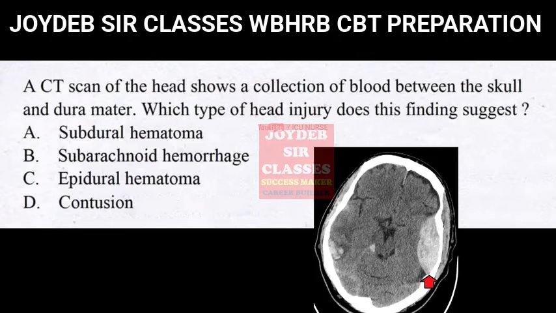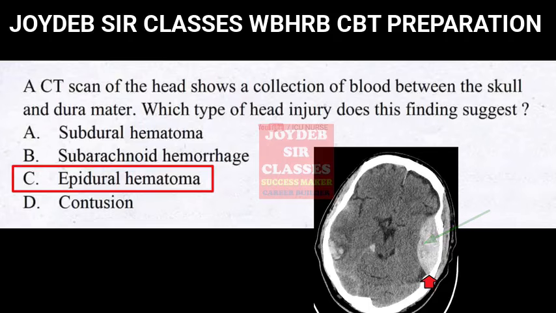A CT scan of the head shows a collection of blood between the skull and dura mater. Which type of head injury does this finding suggest? A. Subdural hematoma, B. Subarachnoid hemorrhage, C. Epidural hematoma, D. Contusion. And the correct answer is C. Epidural hematoma.